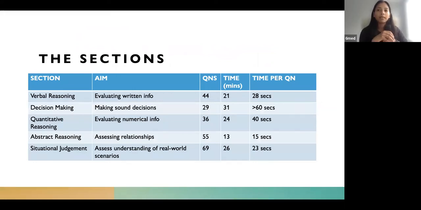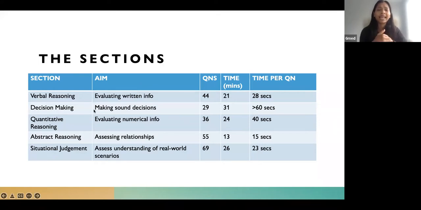Okay. So moving on to the sections specifically within the UCAT exam, as many of you might already know, we have 5 sections. The first one is verbal reasoning, followed by decision making, then quantitative reasoning, abstract reasoning, and situational judgment. It's really important to understand how much time you get for each of these sections and how many questions you get, because that will determine how long you should be spending per question, as I've shown on this table.